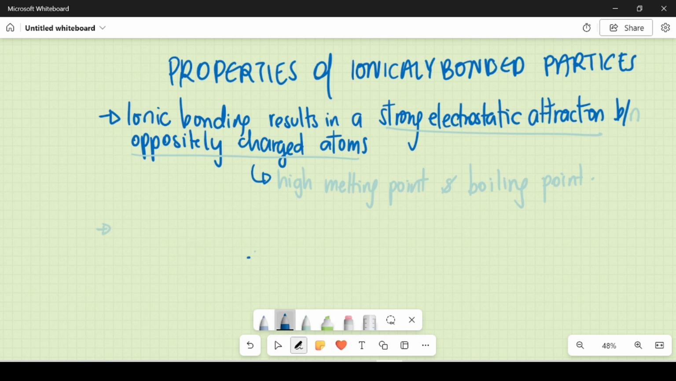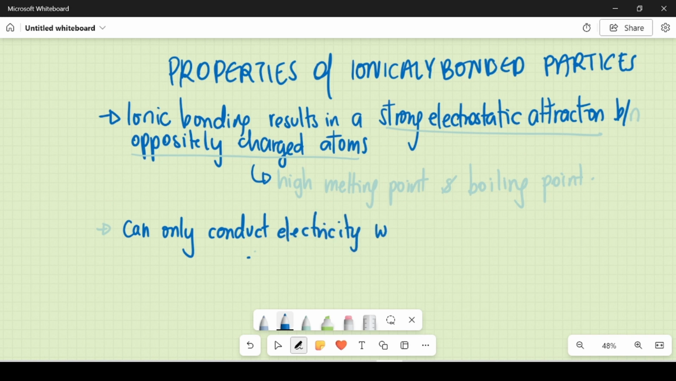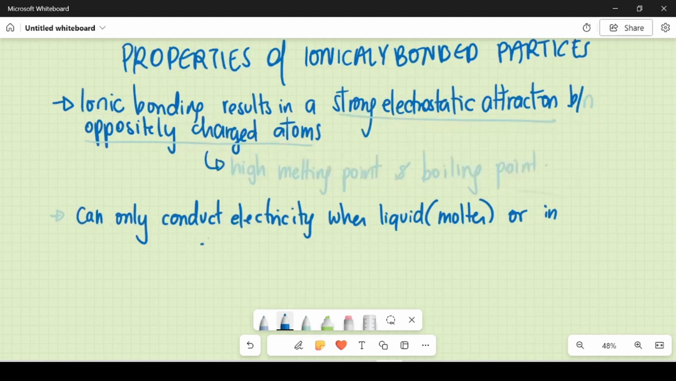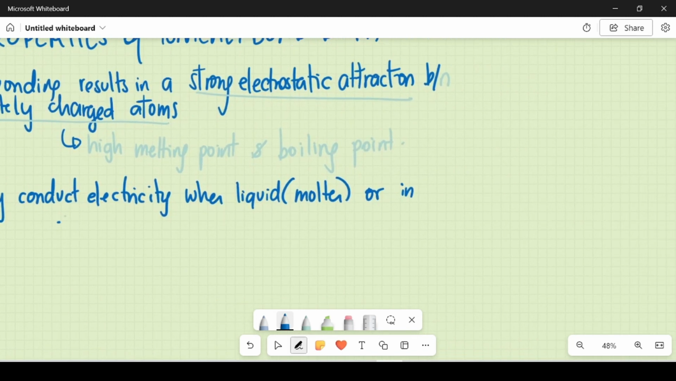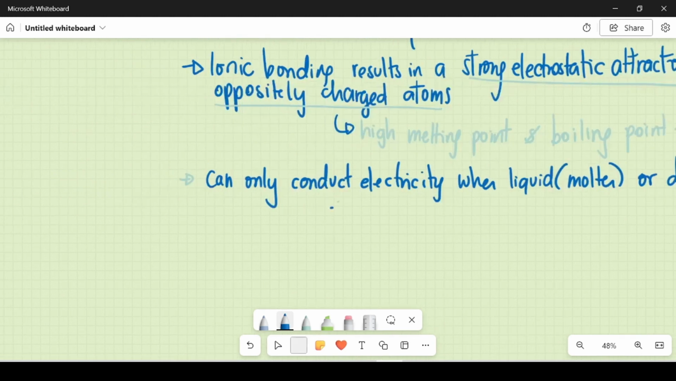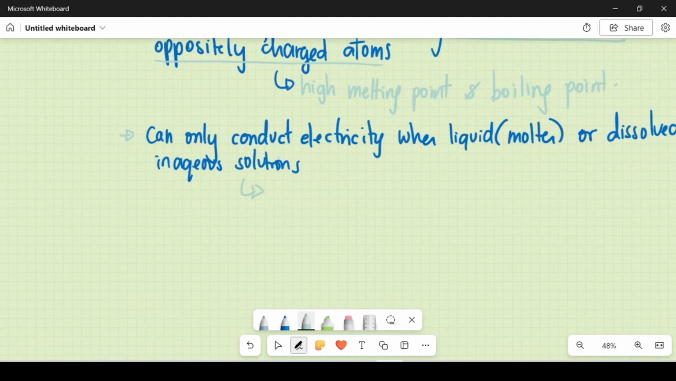Okay. Now, the second point you want to talk about is it can only conduct electricity when liquid, you can also call it molten, or in aqueous solutions, dissolved in aqueous solutions. And when you're asked why do we really care about this? Like, am I supposed to be worried? Is this my problem? Kind of.